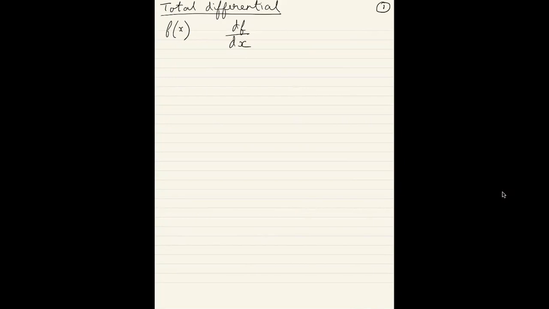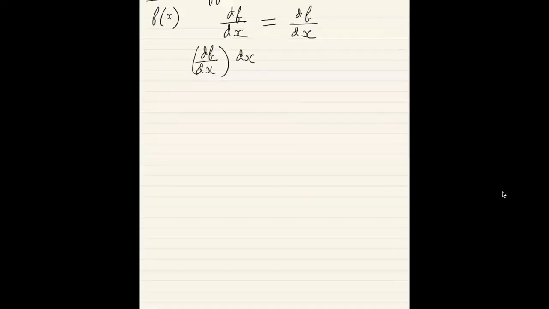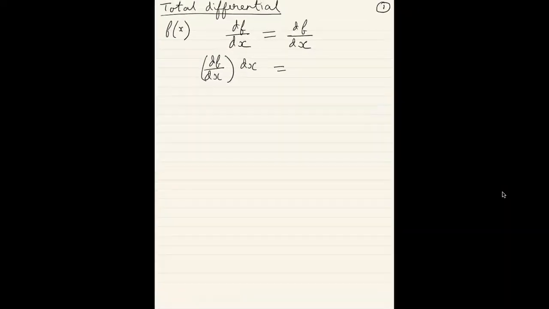We could write down a trivial equality where we write down df by dx on the right side as well. There is nothing profound here. We have just written the same thing on both sides. But now we can do something simple, which is to take df by dx and multiply it by dx on both sides, but cancel out this dx only on the left side and not on the right side. In other words, this gives us df is equal to df by dx multiplied by dx.